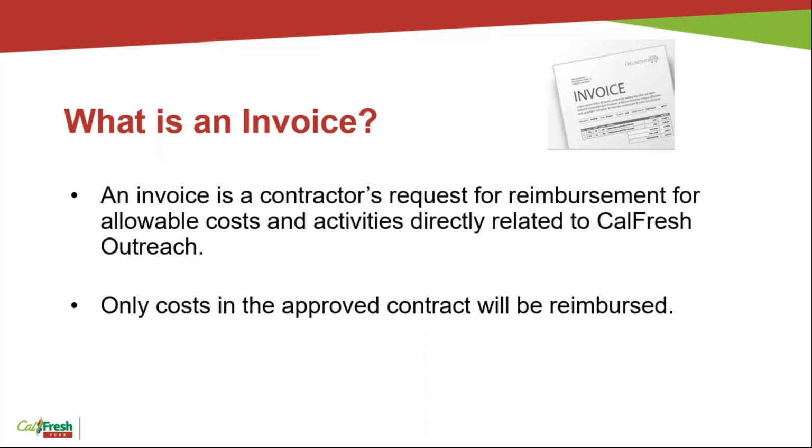What is an invoice? An invoice is a contractor's request for reimbursement for allowable costs and activities directly related to CalFresh outreach. Allowable costs and activities are specified in the USDA guidance located on the CalFresh outreach website. You can also reach out to your program analyst for a copy of the current guidance.